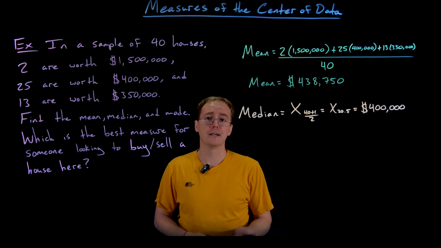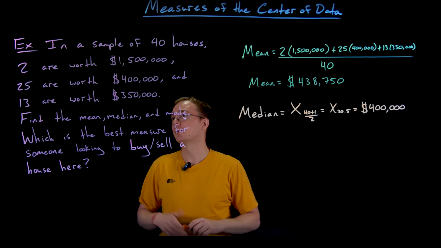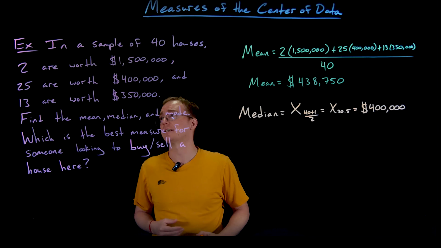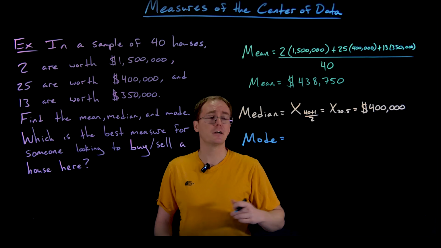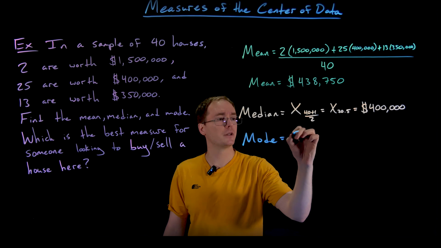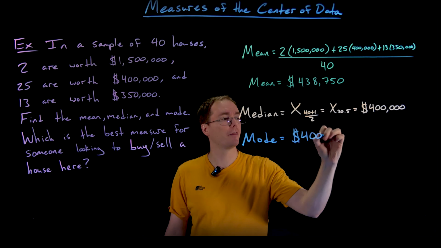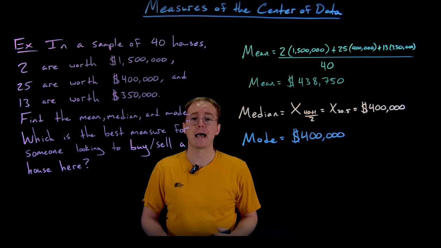The mode is also very easy and quick to calculate here. The most frequent home price that shows up in our data set is also $400,000. So without doing any arithmetic and very little critical thinking, we find that the mode is also $400,000. In this case, it's the same as the median.